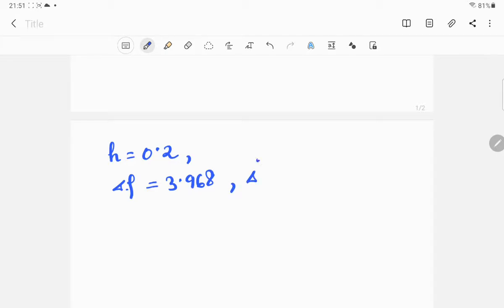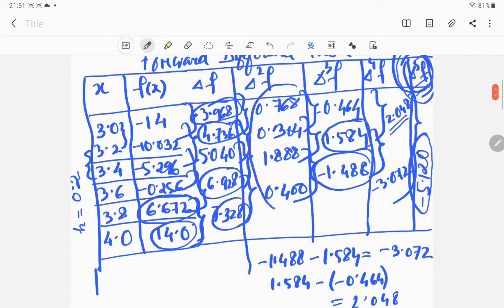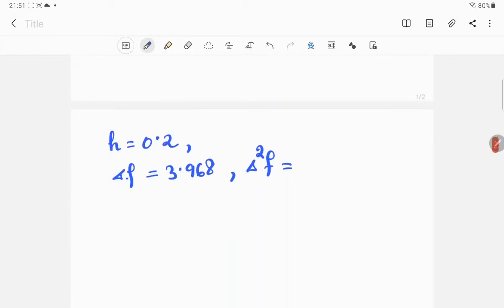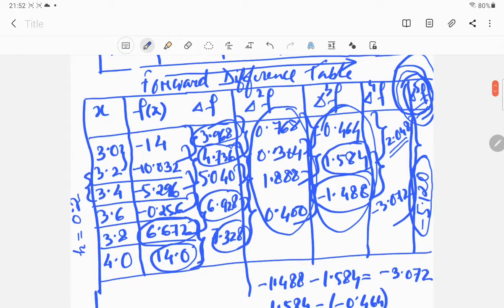Next you need to find the difference of second order. In this table you check which one is the minimum: 0.4, 1.88, 0.304. So 0.304 is the minimum. Then you need to find del 3f. Come to this column and see which one is the minimum: minus 0.464, 1.584, also the minimum is this one, minus 1.488.